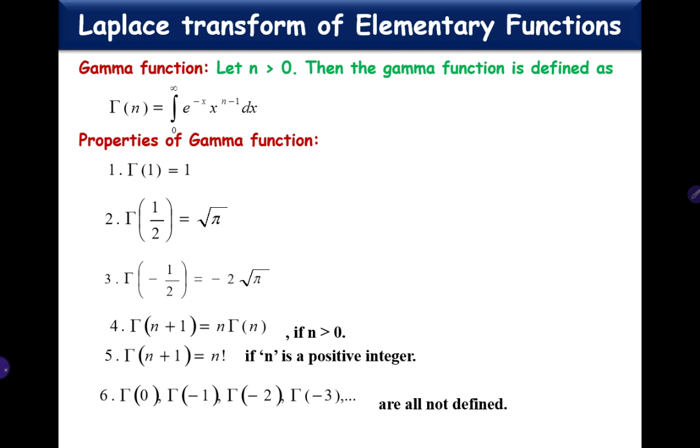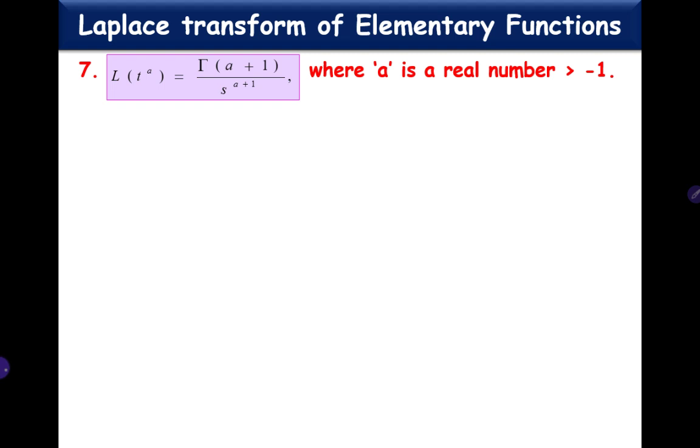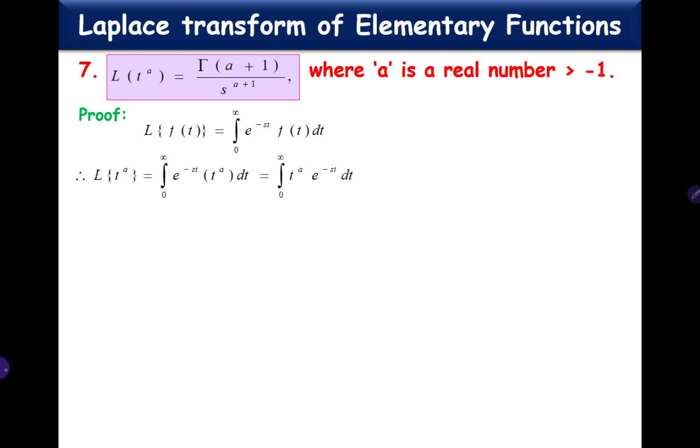So we use this gamma function to derive Laplace transform of t power a. Now Laplace transform of t power a is given by gamma of a plus 1 by s power a plus 1 when a is a real number greater than minus 1. To prove this, again we consider Laplace transform of f of t, which is equal to integral 0 to infinity e power minus st into f of t dt. In place of f of t, let us substitute t power a. Then the integral is integral 0 to infinity t power a into e power minus st dt.